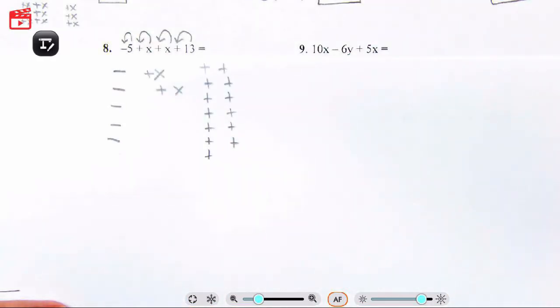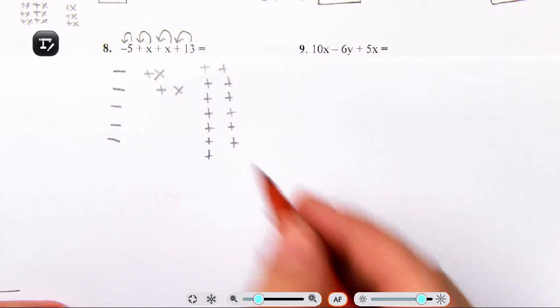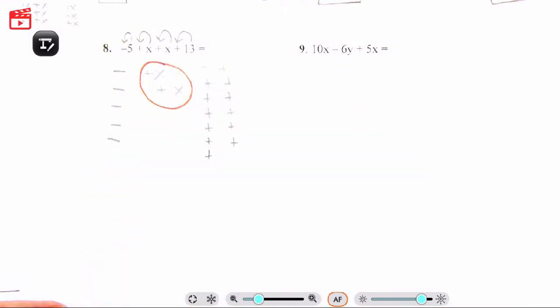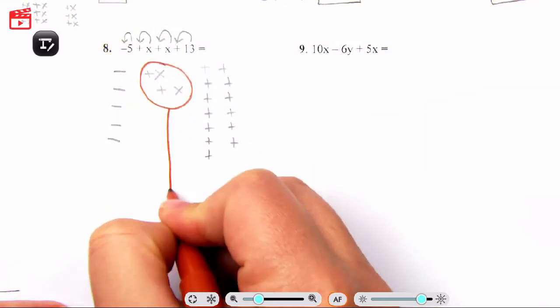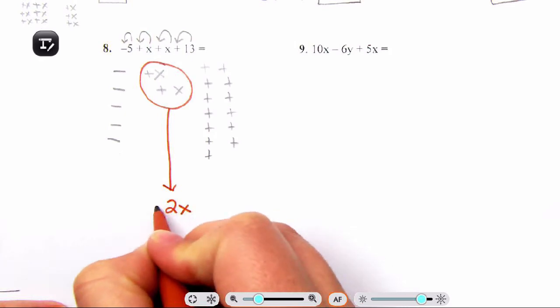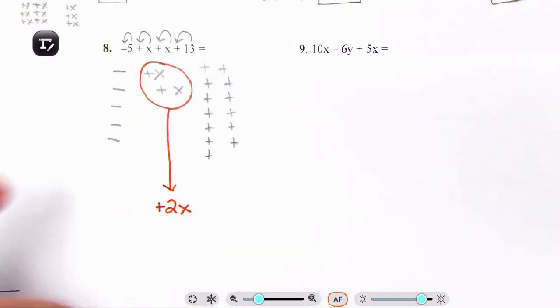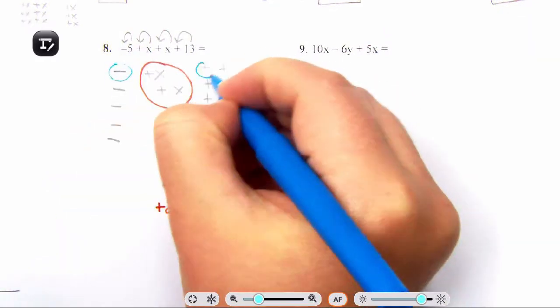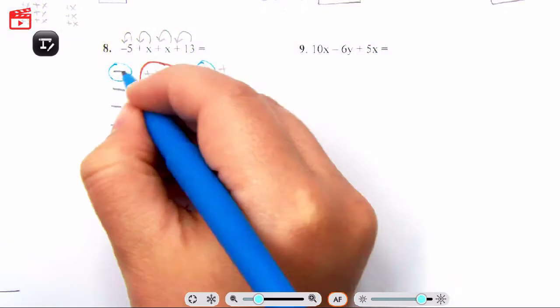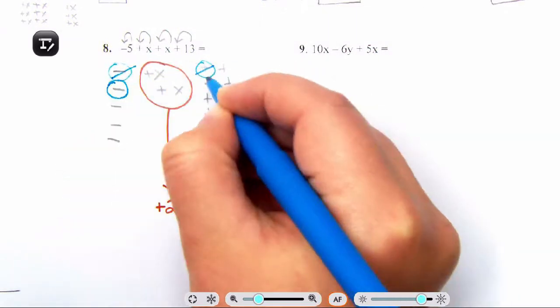So again, we're going to combine like terms. So what can we put together? I can put the x's together. I can combine them. So what do I have? I have two x's that are plus, and I can combine the ones without any letters. I see a minus and I see a plus, and we know that a minus and a plus is equal to nothing. We get to cross these out.